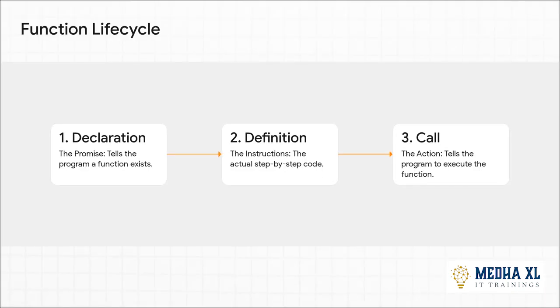Creating your own function is a lot like writing a recipe. It's a simple three-step process. First up is the declaration. This is basically a promise you make to your program saying, hey, a function with this name and this purpose exists, I promise. Second is the definition. These are the actual step-by-step instructions of your recipe. And finally, you have the call. This is the action, where you tell the program, okay, go run that recipe right now.